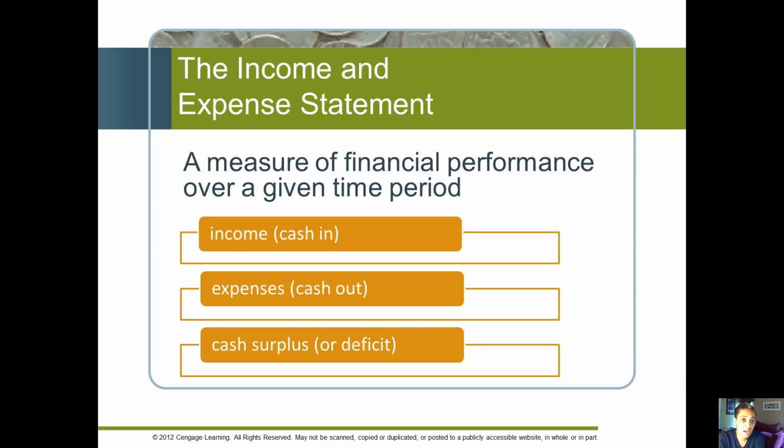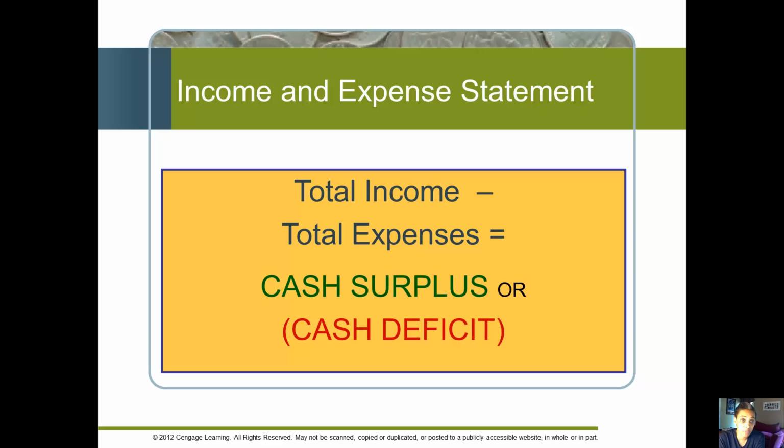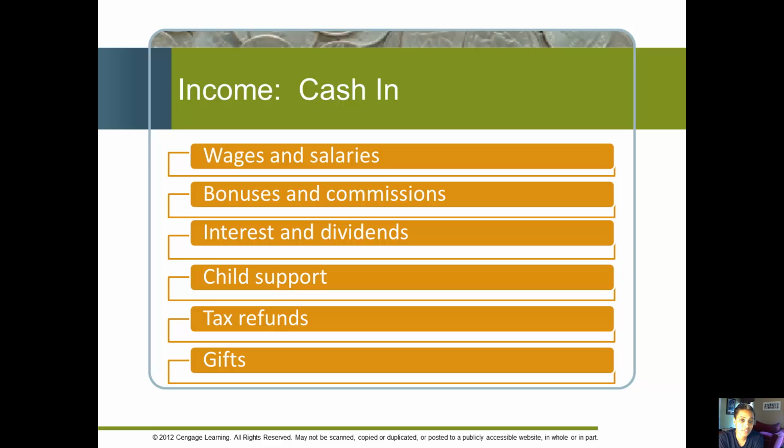Then the income and expense statement measures financial performance over a given period of time. So it's the income or cash that's coming in less the expenses or cash that's going out, and that would result in a cash surplus or a deficit if we've got more going out than we have coming in. Seen another way, in an equation, our income and expense statement is total income minus total expenses, which gives us that cash surplus or cash deficit.